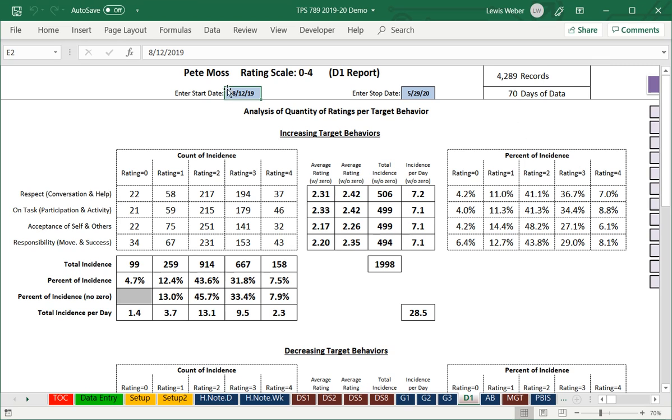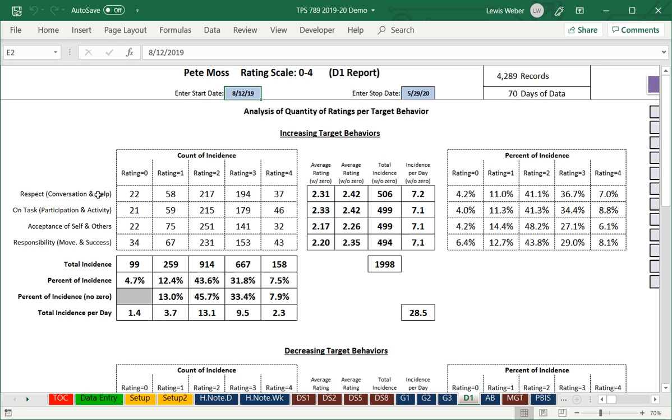Okay, well, right now we're looking at all of Pete's data. We can see that we have 70 days of data and 4,289 records, which is sometimes surprising, particularly in IEP meetings when I say, well, we've been collecting data for a while. We have 70 days and 4,289 records. It offers a very powerful statement of validity that this isn't based on just a few observations. And that's one of the nice things about TPS is that you can quickly collect a lot of data across the school year.